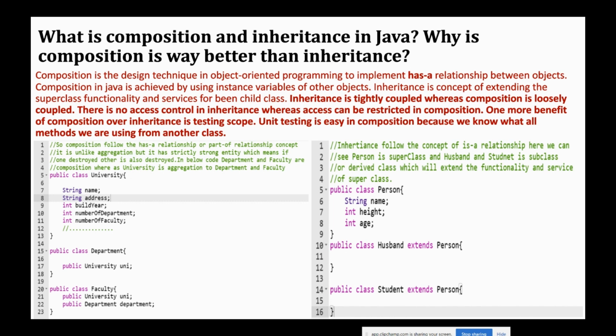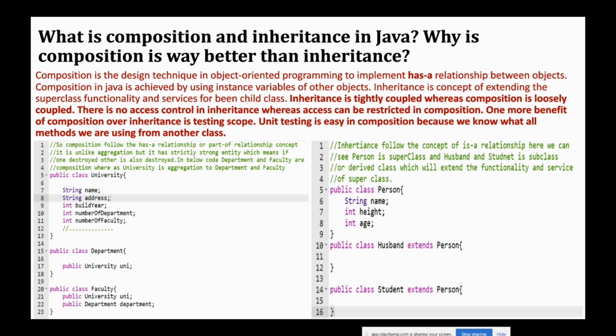One more benefit of composition over inheritance is testing scope. Unit testing is easy in composition because we know what all methods we are using from other classes. Here are two examples with programming. With the university as one class, we have a department class and a faculty class.